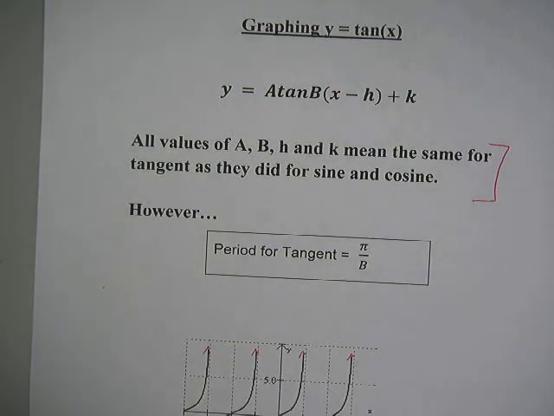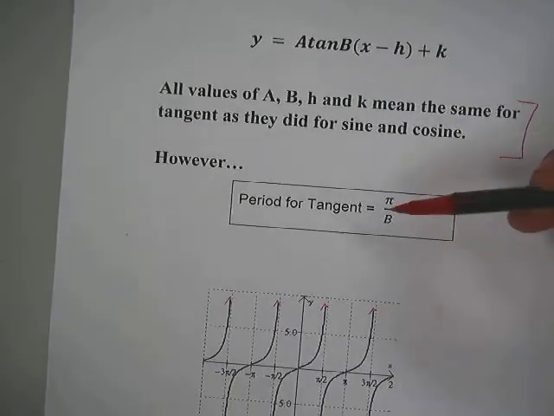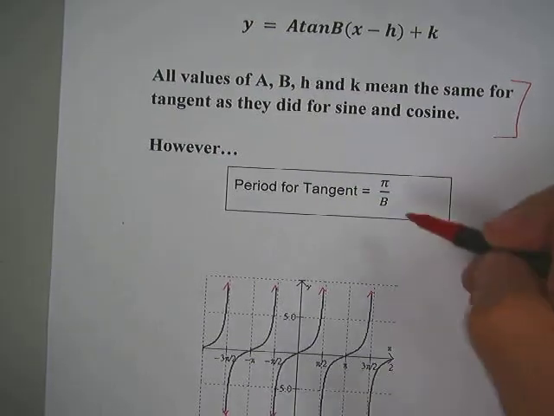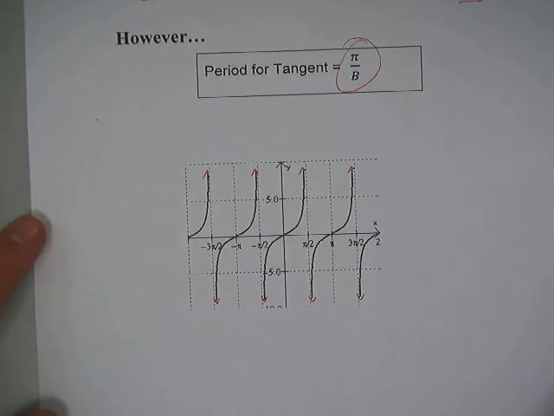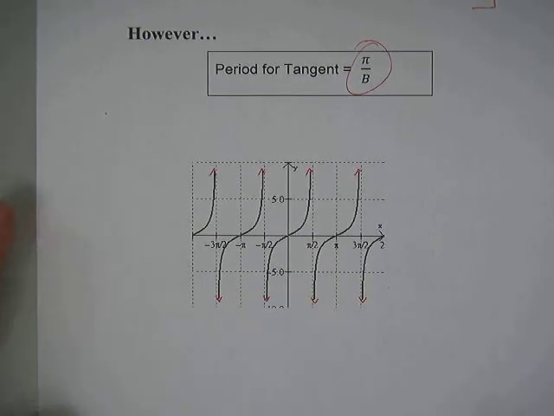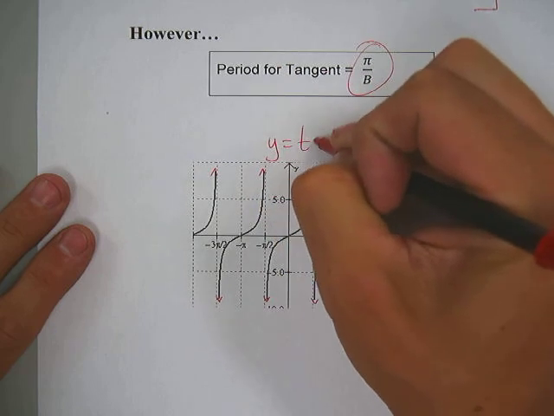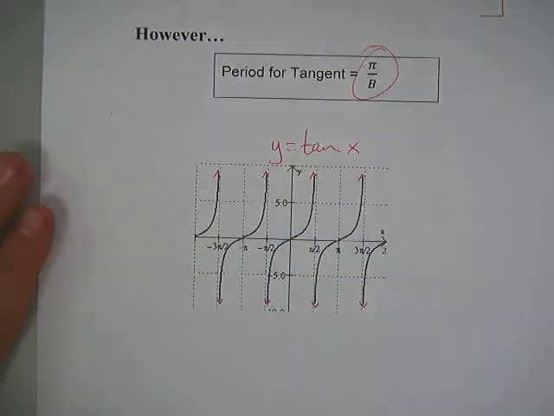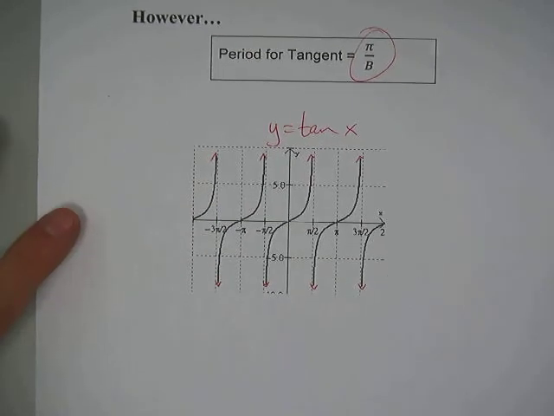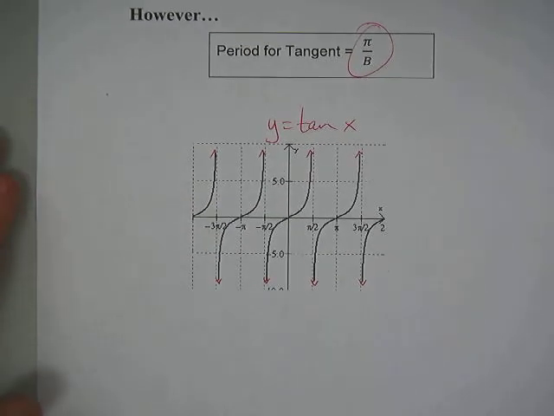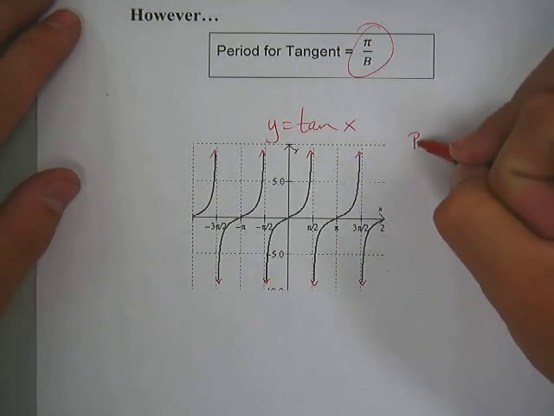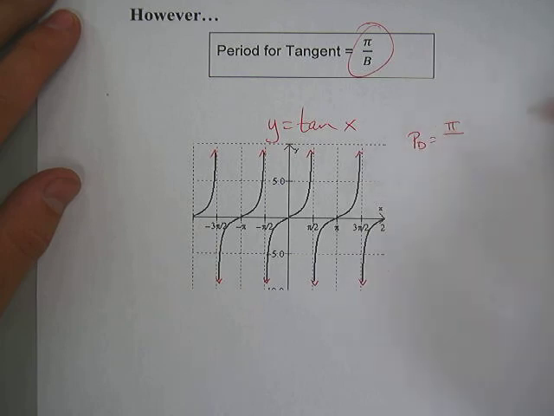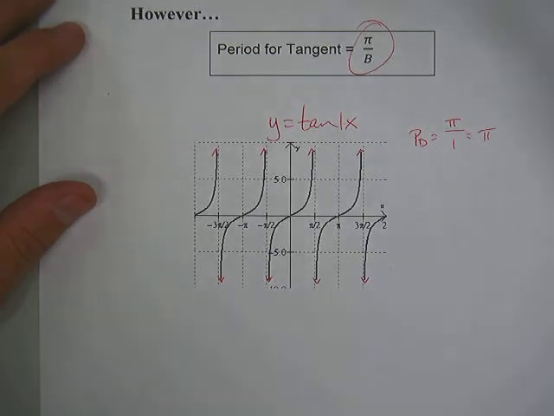Now, the only thing that's really different is that for tangent, our period, instead of 2 pi over b, is pi over b. Okay, and you can see right below it, this is basically what y equals tan x would look like. Now this is completely different than sine and cosine. And you'll notice that since pi over b is our period, in this case my period would be pi over our b value right here, which is 1. So the period is pi.